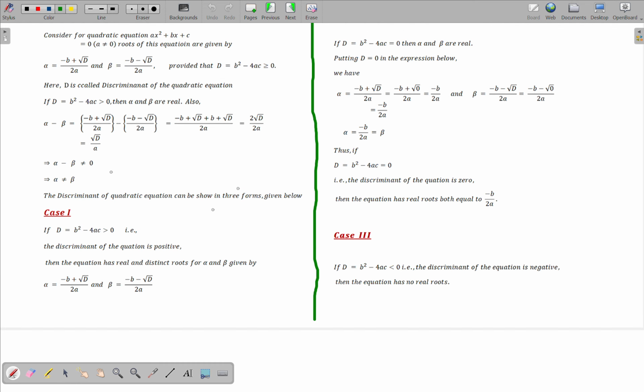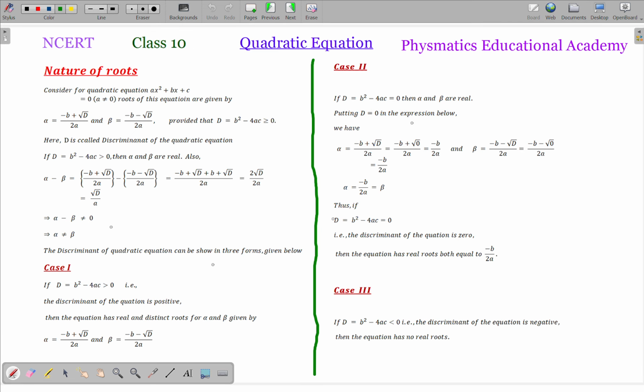The discriminant of a quadratic equation can be shown in three forms given below. One is greater than 0, the other is equal to 0, the third one is less than 0. When b square minus 4ac is greater than 0, then alpha and beta values are different. They are distinct roots. When it is equal to 0, alpha and beta are the same real roots. Both are minus b by 2a.